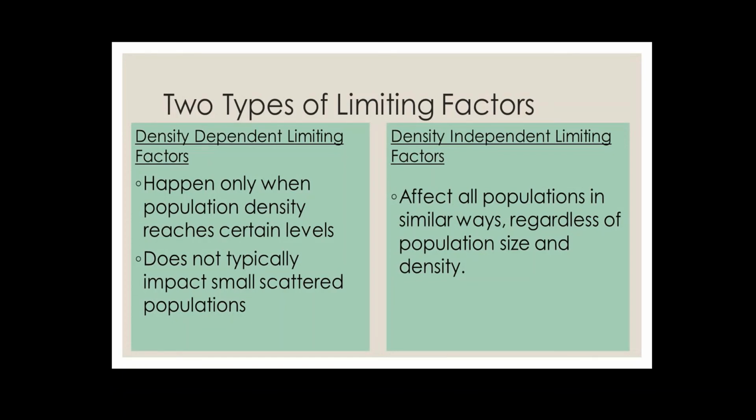Density-dependent limiting factors happen only when population density reaches certain levels. If the number of the population increases to certain levels, food may not be enough and shelter may also not be enough to support the population. So, this will not typically impact small scattered populations. Density-independent limiting factors will affect all populations in similar ways, regardless of population size and density, such as forest fire, disease, and also flood.